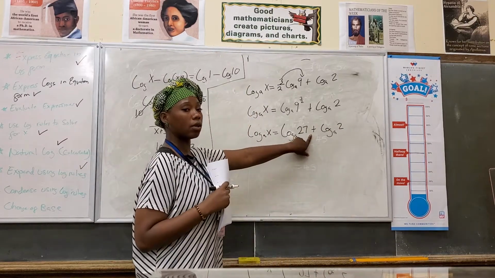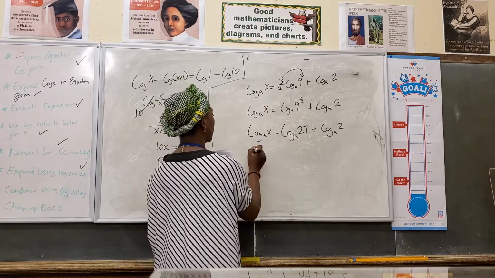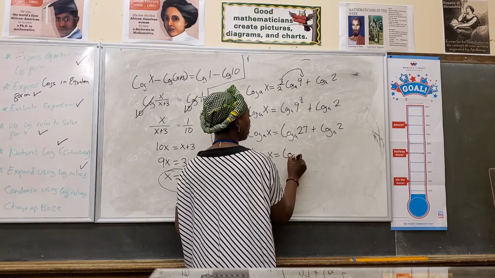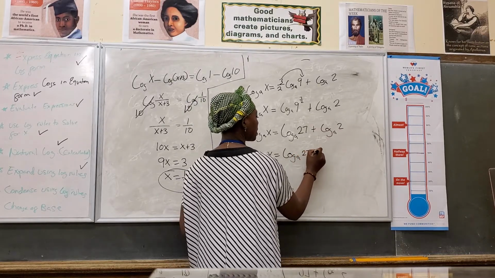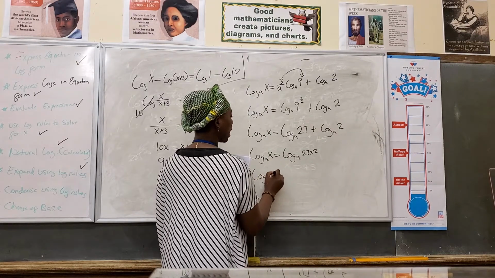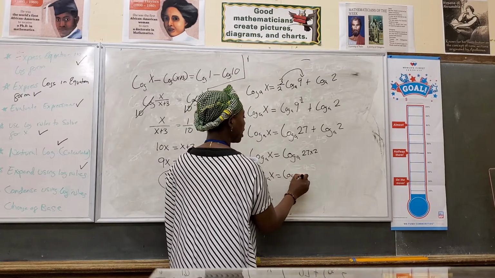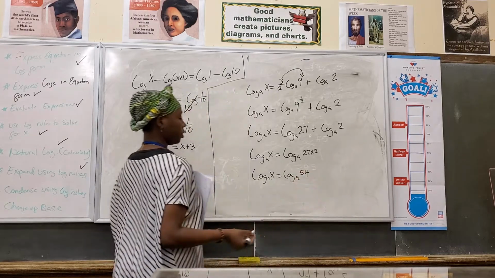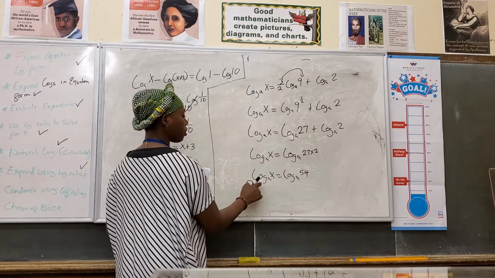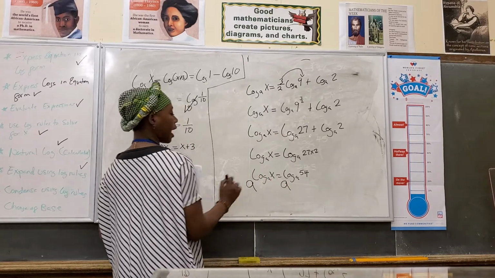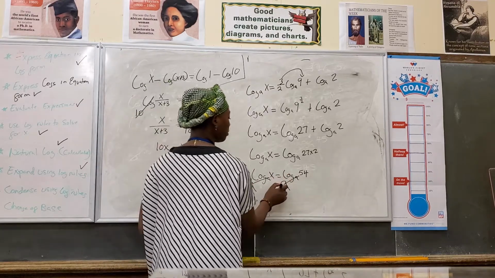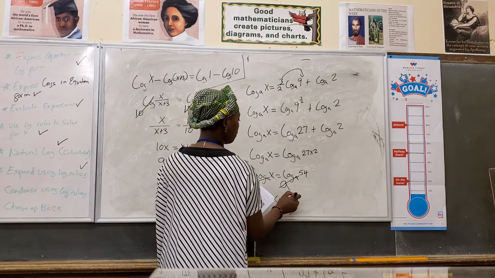Because we're adding, when we condense it, we're multiplying. So log base A of x equals log base A of 27 times 2. So log base A of x equals log base A of 54. We say A raised to the power of this, A raised to the power of that. This now becomes the exponent, but this cancels out, leaving me with x equals 54.